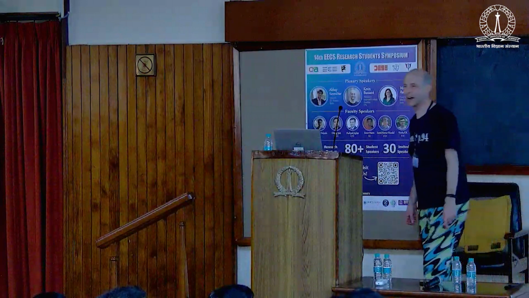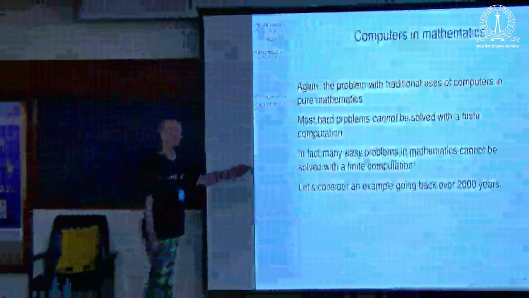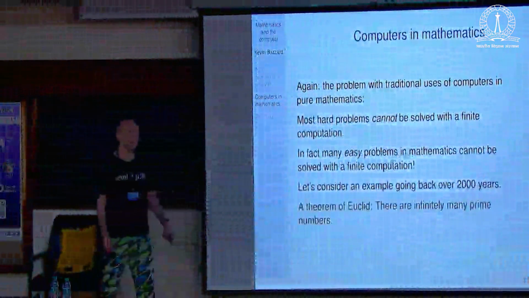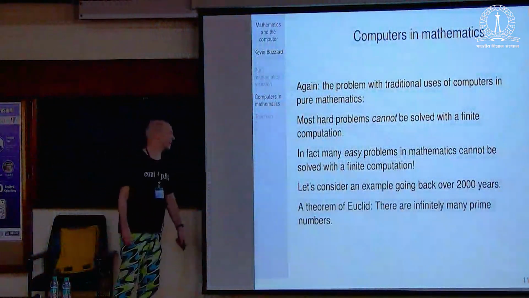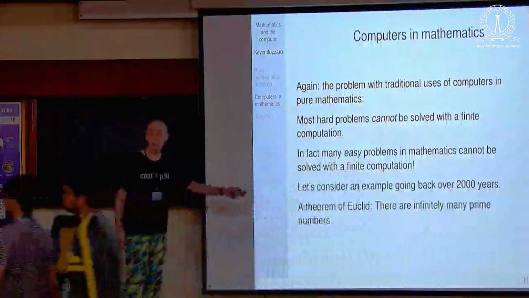Let me give you a nice example of a very easy problem that can't be solved by a computation. It's a theorem that goes back to Euclid, so 2,000 years old. It turns out that there's infinitely many prime numbers. This is a consequence of the Goldbach conjecture.